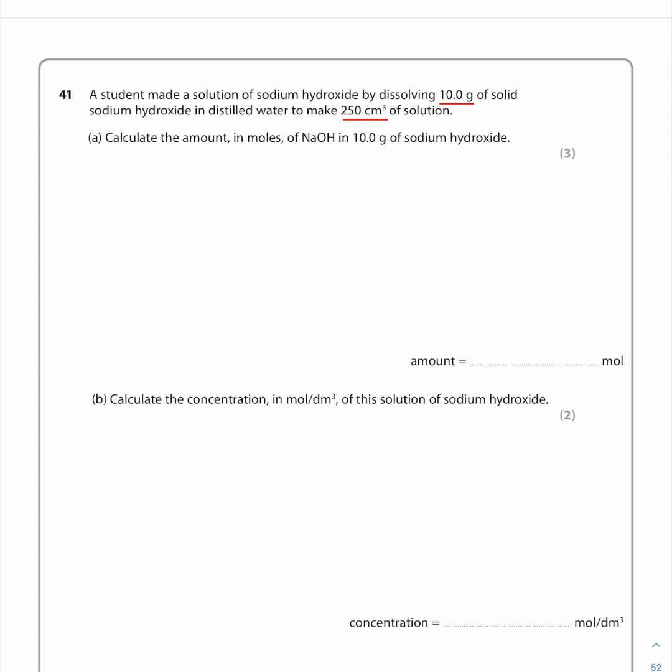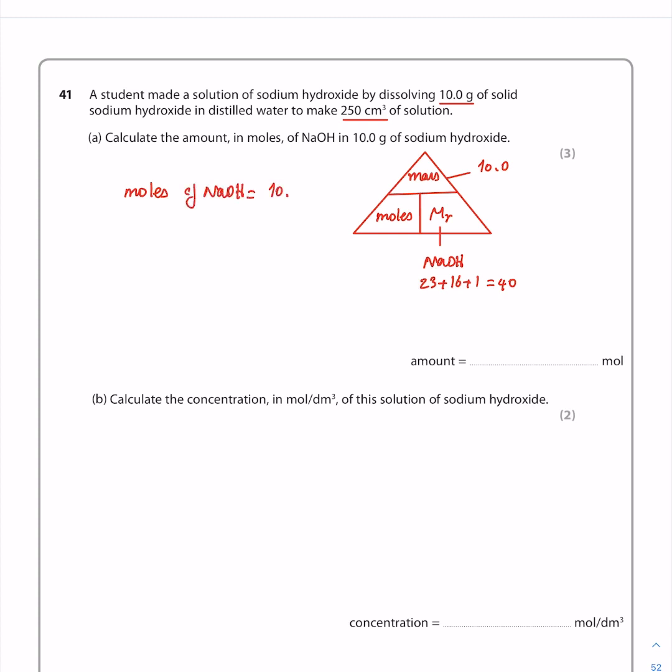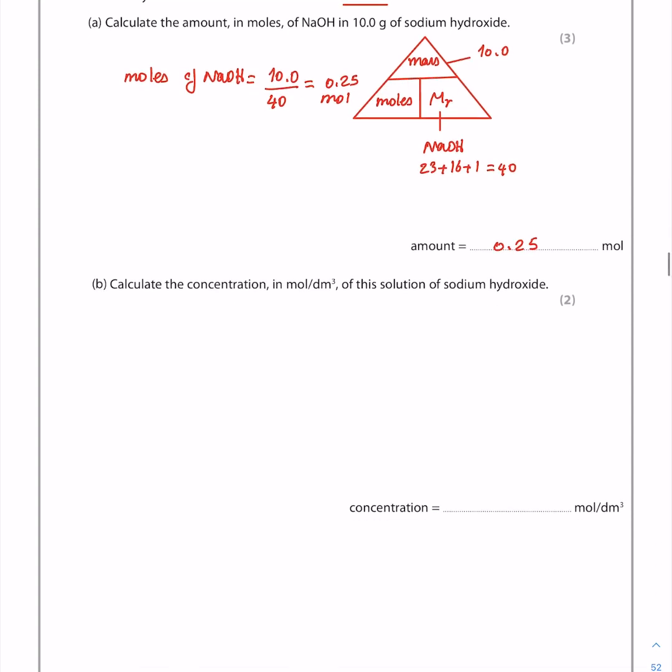يبقى احنا دلوقتي معانا الماس اوف صوديوم هيدروكسيد، عاوزين نجيب المولز. القانون بتاعنا moles is equal to mass over Mr. الماس اوف صوديوم هيدروكسيد ب 10 والام ار اوف صوديوم هيدروكسيد صوديوم 23 والاكسجين 16 والهيدروجين 1 يبقى كله على بعضه 40. يبقى المولز اوف صوديوم هيدروكسيد is equal to mass 10 جرام over 40 يبقى يطلع quarter mole 0.25 مول. يبقى نكتب هنا 0.25 مول.